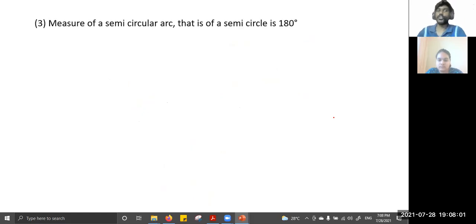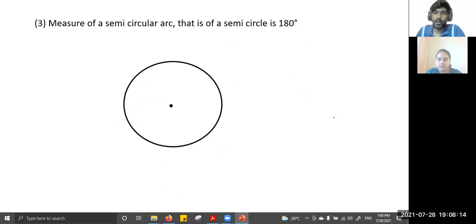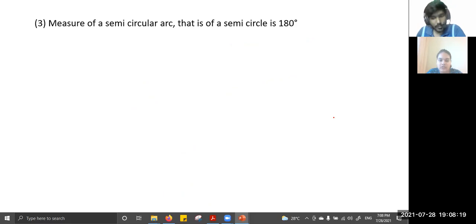Okay, now this is the measure of a semicircular arc, or basically a semicircle. What is a semicircle? Half of a circle. So if the entire complete circle measures 360 degree, what will be the measure of a half circle? Half of 360. And half of 360 is?